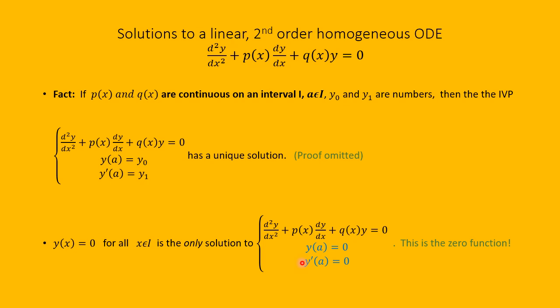Yes. Does the derivative of y evaluated at a equal 0 if y was the zero function? Yeah, because the derivative of the zero function is still the zero function. Evaluate at a, any number a, and you still get 0. So the only solution to this particular initial value problem is the zero function. No other functions satisfy this initial value problem.